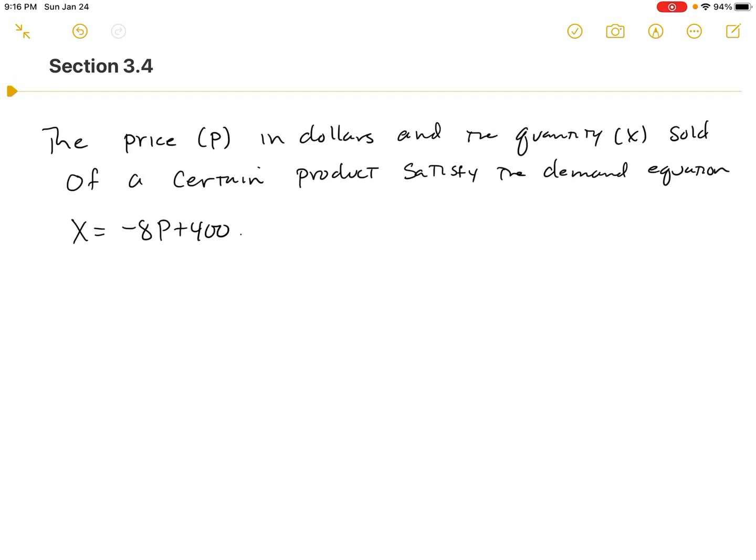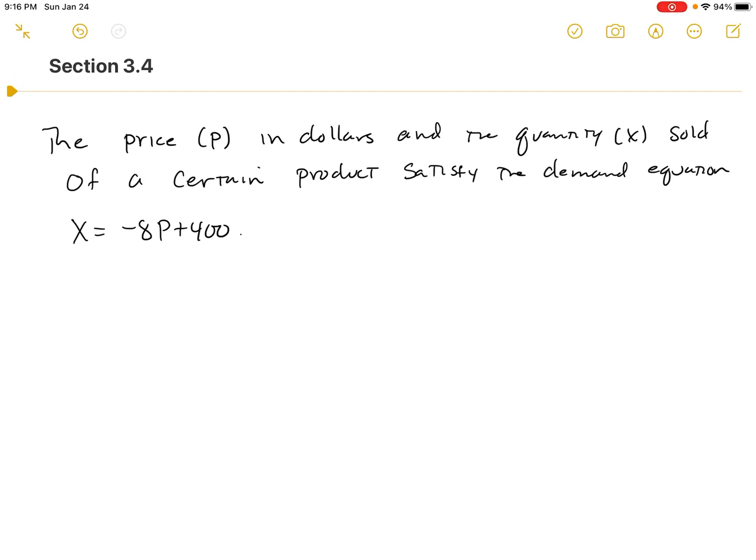And so X is the number of units sold, P is the price, and so as we raise the price, we sell less units. That makes a whole lot of sense, and so that's why the 8's negative. That as we increase in our price, we sell less units. And so there's a magic tipping point, right? And that's the whole business model that we have.